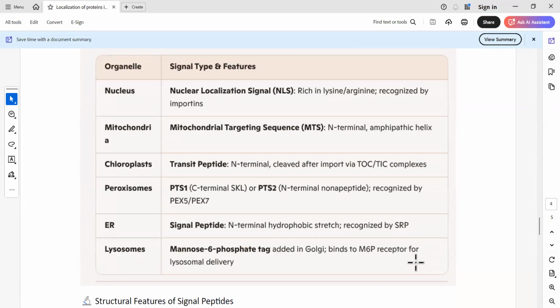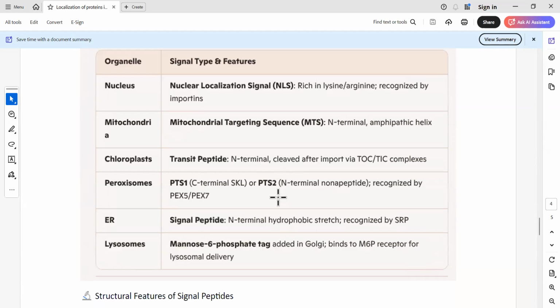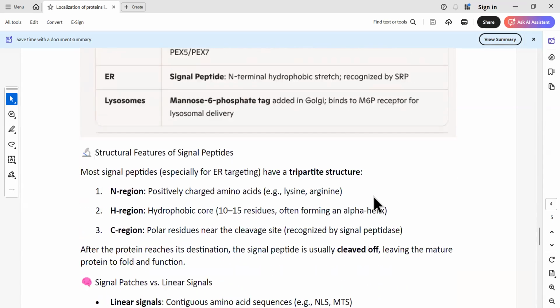Here, as I was talking about the peroxisomal PTS2, PTS2 is an N-terminal nonapeptide signal. Like PTS1, which is just a tripeptide signal at the C-terminal, PTS2 is a nonapeptide signal. And again, these are recognized by the PEX complexes.